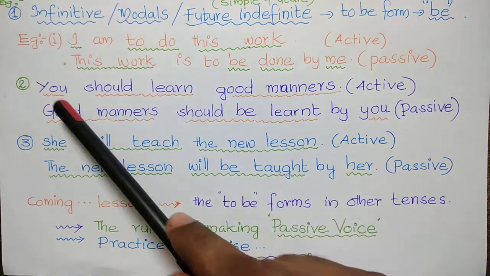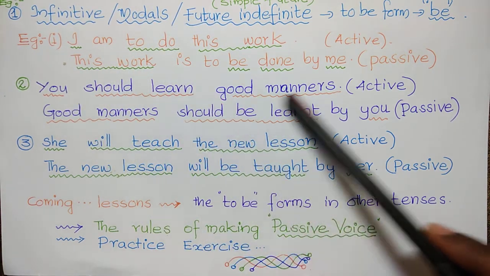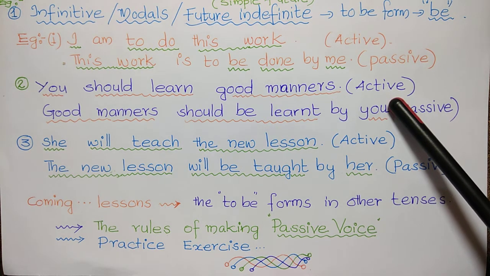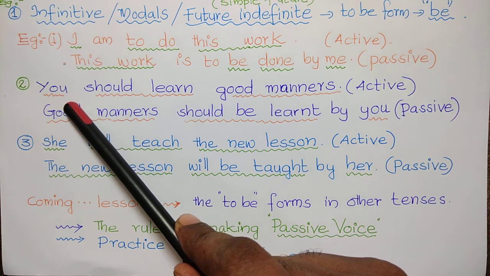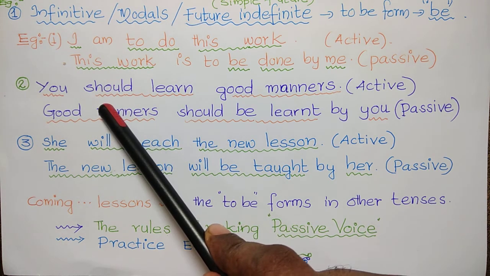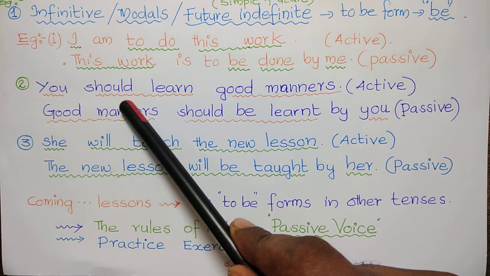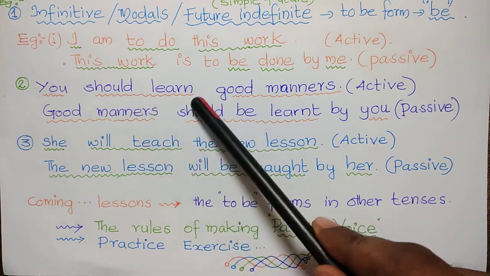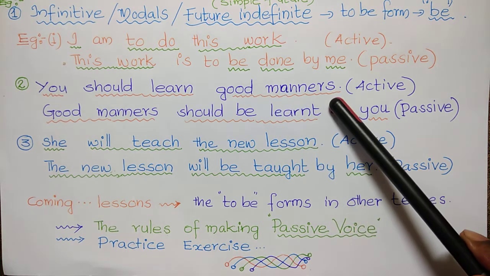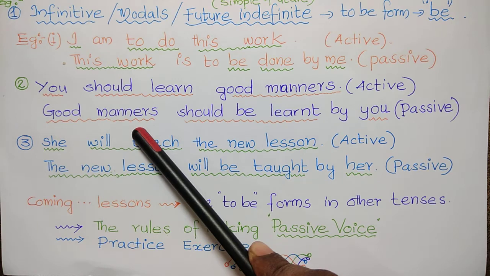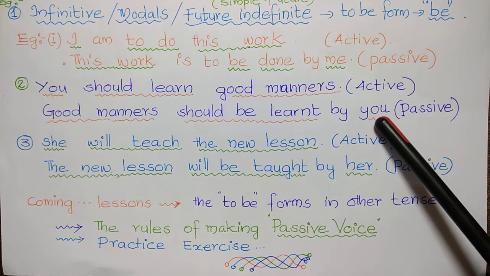Now a modal sentence. You should learn good manners. Again, it is in active form. You is the subject, should learn. Here should is the auxiliary verb, modal auxiliary. So it is a modal sentence. Good manners is the object. Let's convert. Good manners should be learnt by you.